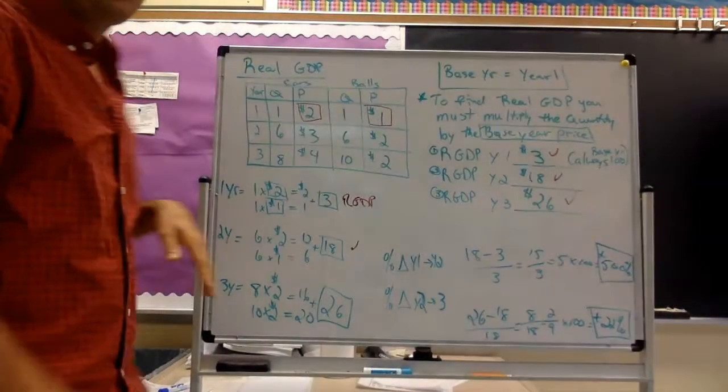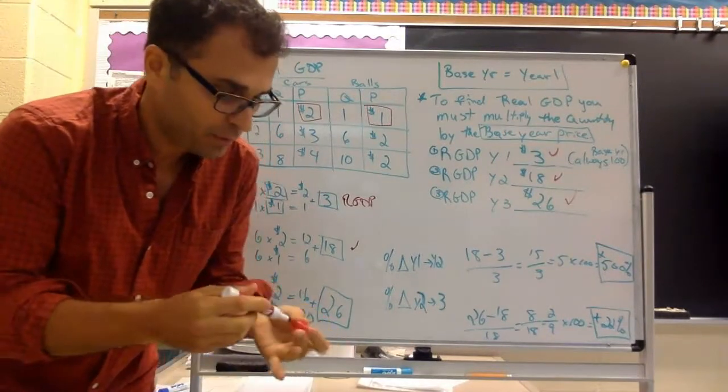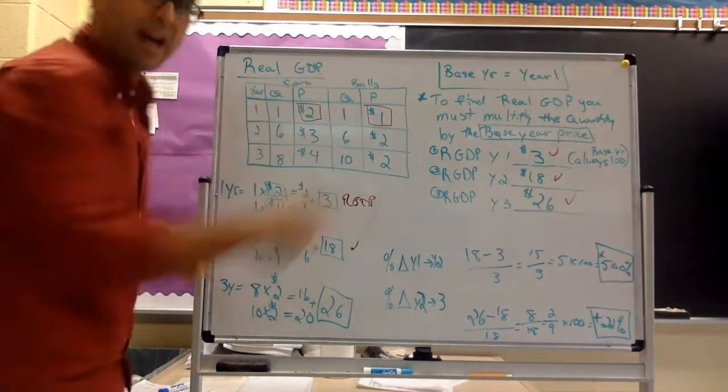All right, that's real GDP. We'll do deflator next. Deflator is a pretty simple formula, and as long as you got the real and the nominal, you can get it.